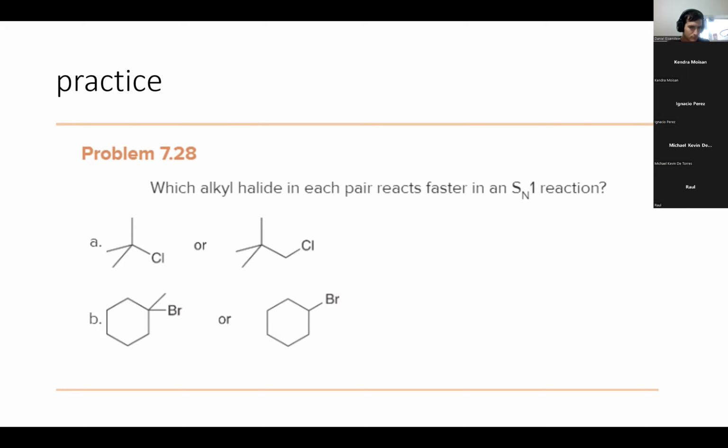In SN1, we want to have stabilization of the carbocation. Therefore, increasing substitution means increasing rate of reaction. Okay. In fact, we cannot even run an SN1 on the answer to the right because it's primary. You cannot do a carbocation formation on a primary or methyl halide. Okay. They cannot go SN1. So for A, it's the one on the left.